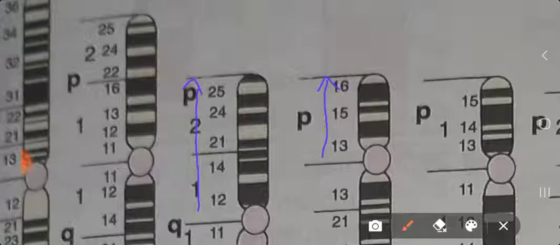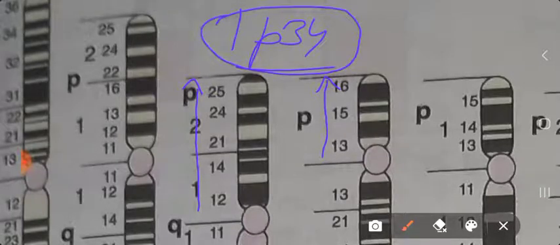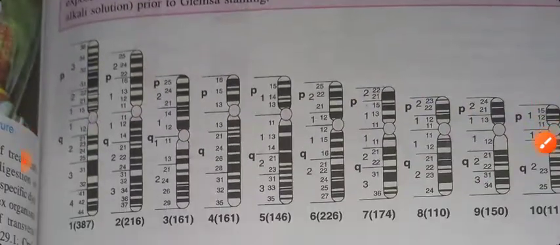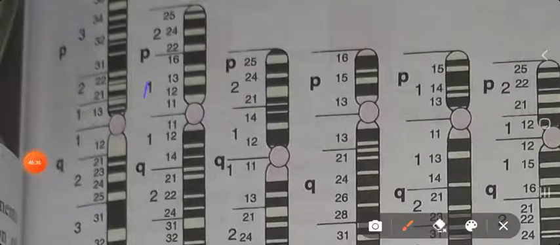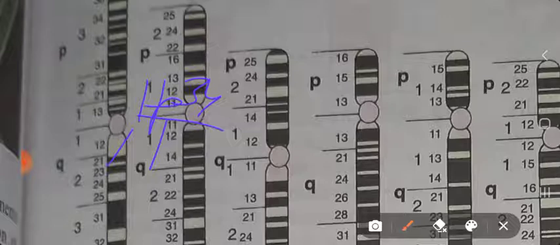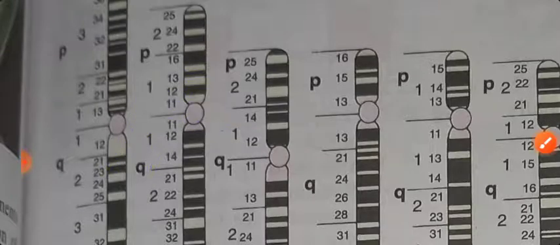Within each region, the second number indicates the next smaller division. Like 1p34. If I say 1p34, what does it mean? What does it mean when we refer to 1p34? 1p34 means 1 represents chromosome number 1, p represents the small arm, and 34 represents the band number 34. Let us check.